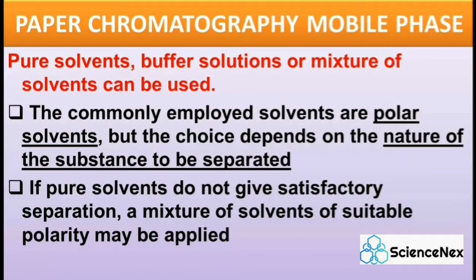Paper chromatography mobile phase. Pure solvents, buffer solutions, or mixture of solvents can be used. The commonly employed solvents are polar solvents, but the choice depends on the nature of the substance to be separated. If pure solvents do not give satisfactory separation, a mixture of solvents of suitable polarity may be applied.